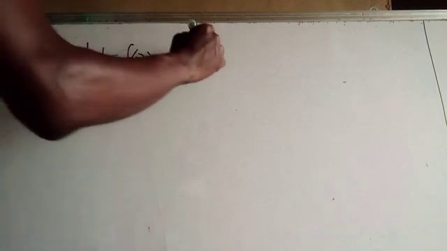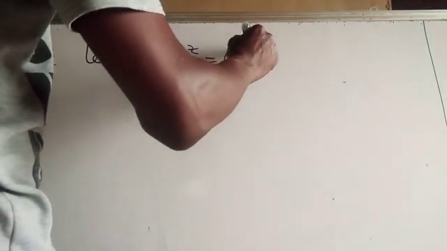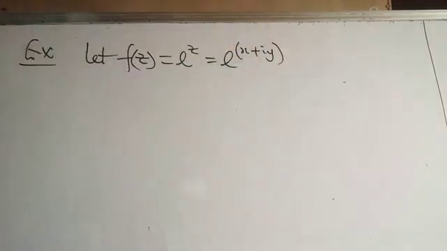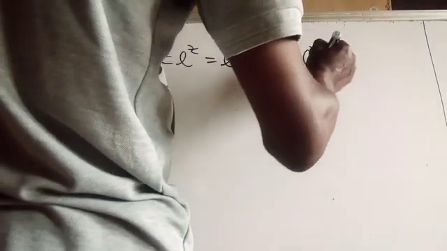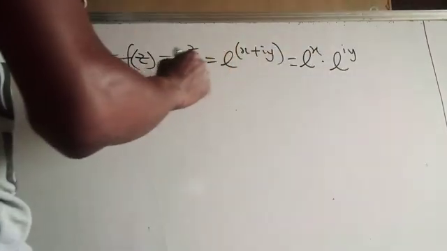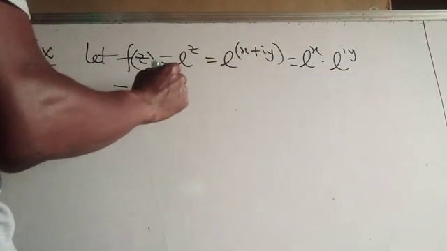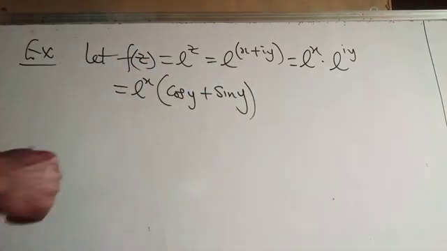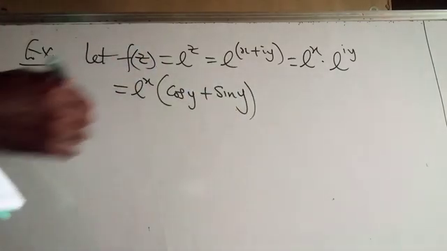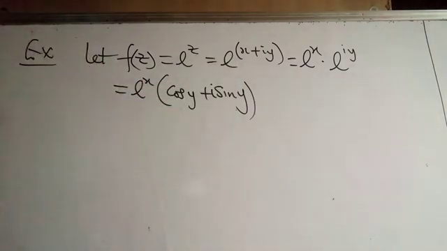Now, this is an exponential function. Let f of z equal exponential z. This could be written as exponential of x plus iy, because our z is the same thing as x plus iy. When we expand this, we have exponential x times exponential iy, which could be written as exponential x multiplied by cos y plus i sine y.